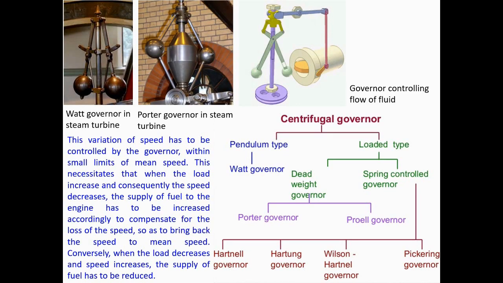Again, centrifugal governors are classified as pendulum type and loaded type. Pendulum type governors are generally called Watt governor. Loaded type is again classified as dead weight governor or spring control governor. Dead weight governors can be classified as Porter governor, Proell governor, whereas spring control governors are classified as Hartnell governor, Hartung governor, Wilson-Hartnell governor or Pickering governor.